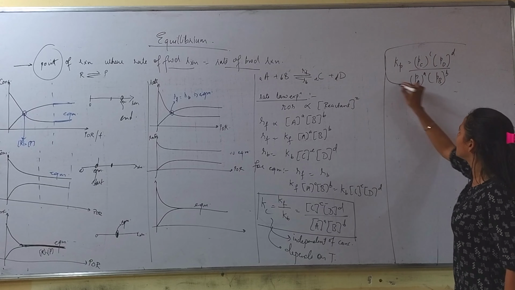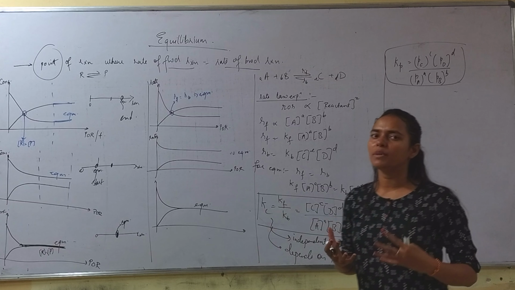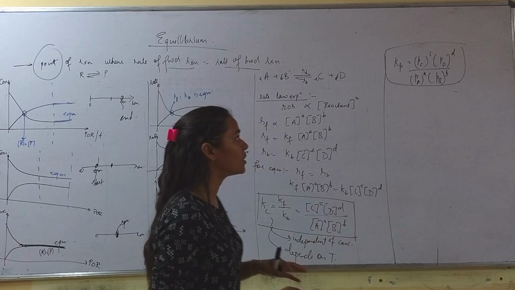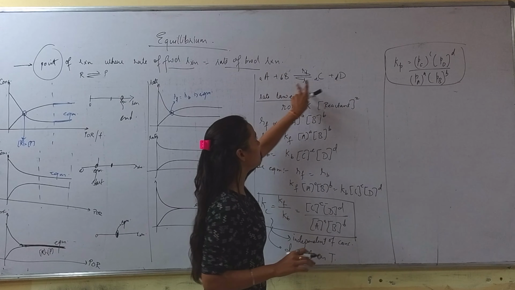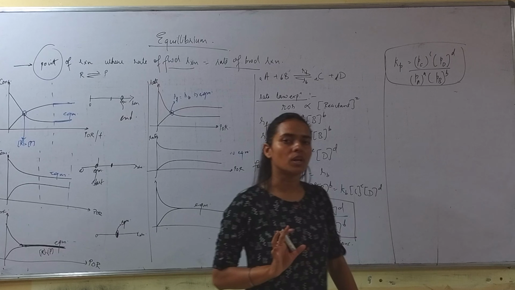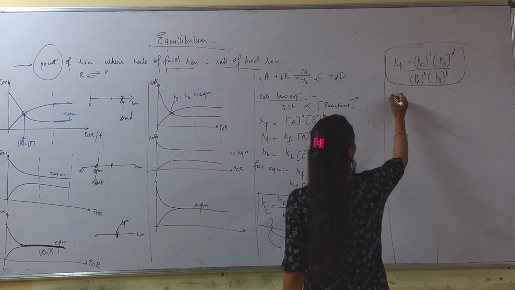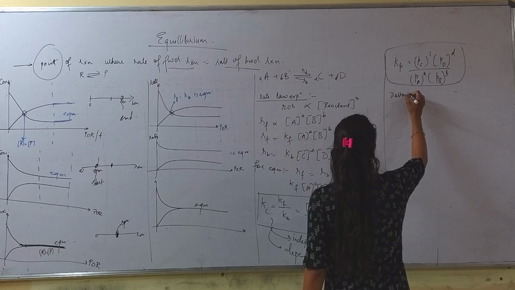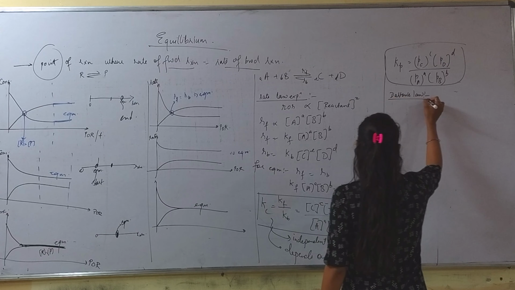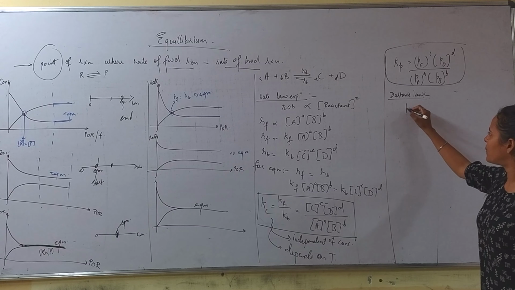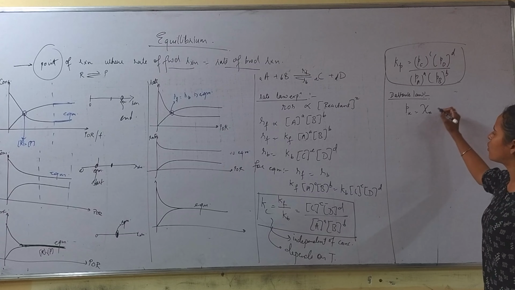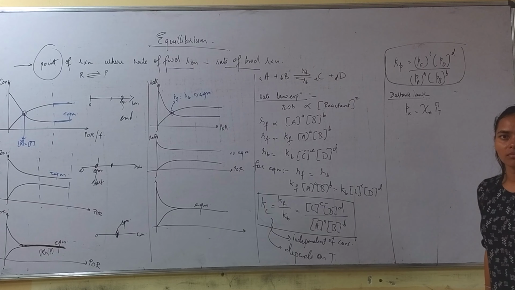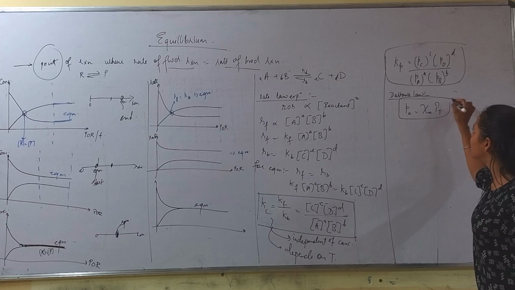This is Kp. Now, see, the formula of Kp is easy, but the problem lies in how to find the partial pressure of A, B, C, D. Moles will be given to us. Now, partial pressure is calculated by Dalton's law. What does Dalton's law say? Dalton's law says that the partial pressure of anything is equal to the mole fraction of that component times the total pressure. Okay, so we need to apply this every time.